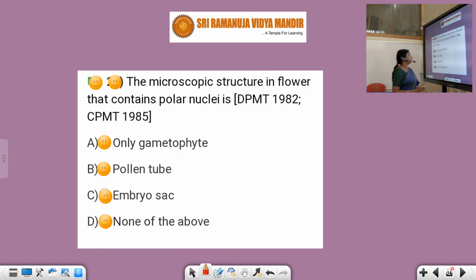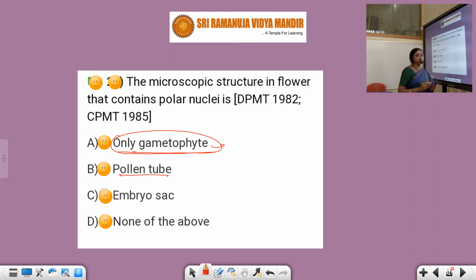Now the next question. The microscopic structure in a flower that contains polar nuclei is, okay, in which structure can we observe polar nuclei? In only gametophyte, or in pollen tube, or in embryo sac, or none of the above. In which gametophyte? So A is not correct, because it is not mentioned whether female or male. So this is confusing and not correct.